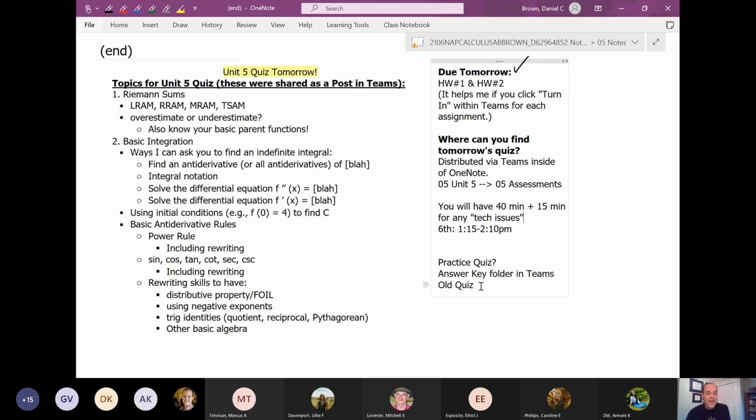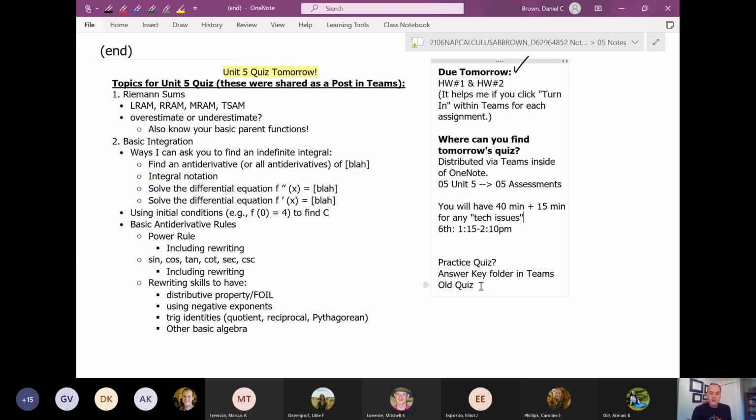And then we have our basic antiderivative rules. So we have the power rule. Sometimes you have to rewrite it. Sometimes you can integrate it as is. And then we have the 6 trig rules to know. Again, sometimes you have to rewrite it. Sometimes you can integrate it as is.